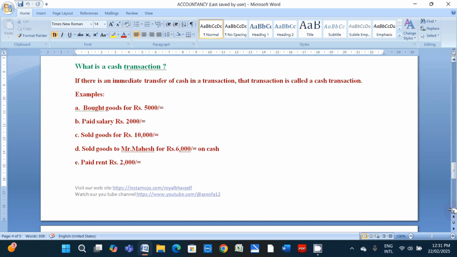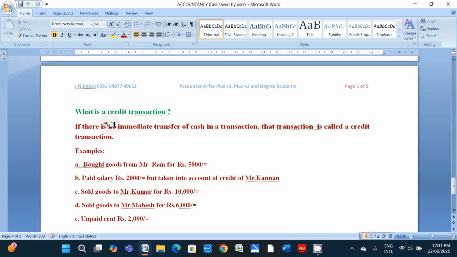And another one is called a credit transaction. What is a credit transaction? If there is no immediate transfer of cash in a transaction, that transaction is called a credit transaction. Example: bought goods from Mr. Ram for rupees 5,000. We have received goods from Ram worth about 5,000.